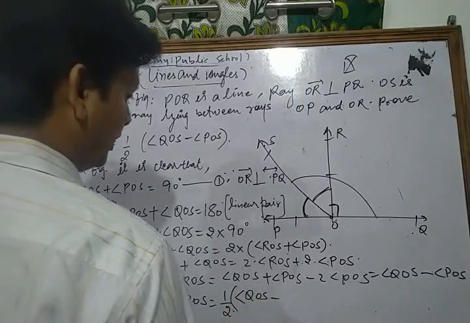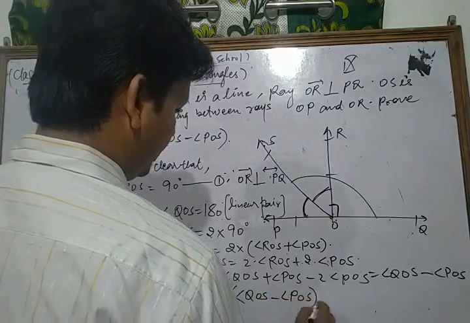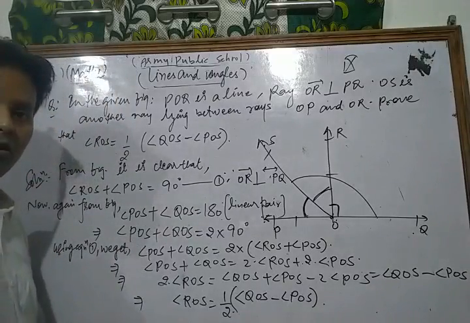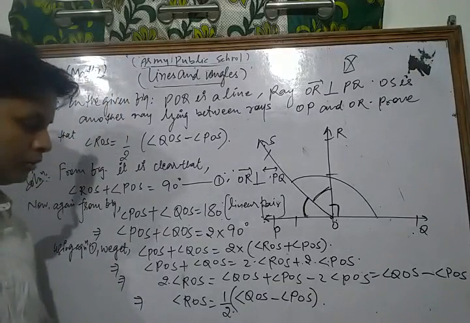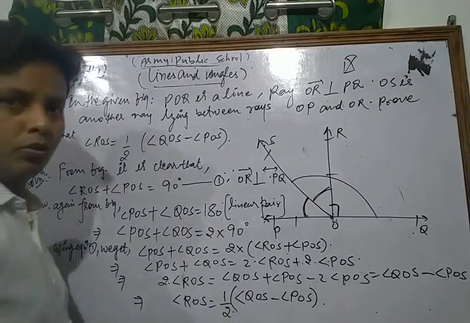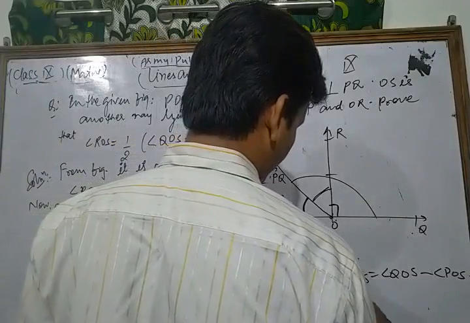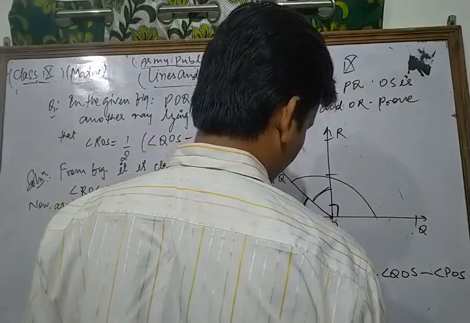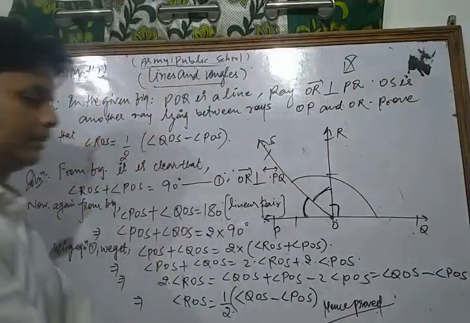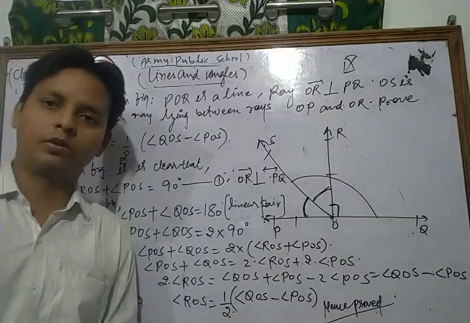Thus, transferring the 2 to the other side, angle ROS is equal to 1/2 of angle QOS minus angle POS. Hence proved. Dear friends, this is one of the most important questions of your syllabus.